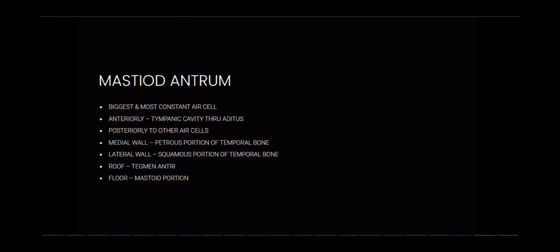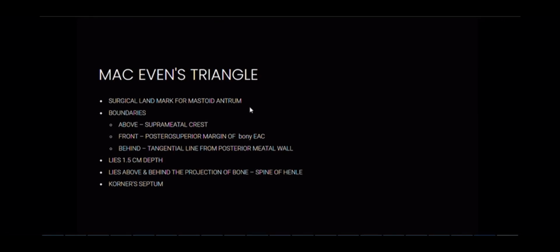Coming to the mastoid antrum, it is one of the biggest and largest air cells, which is 4 x 4 mm in size. Anteriorly it is related to the tympanic cavity, posteriorly to the other air cells. Medially it is formed by the temporal bone, laterally by the squamous part of the temporal bone. The roof is the tegmen antri, and the floor is the mastoid portion. One clinical significance is McEwen's triangle, which is formed superiorly by the suprameatal crest or the temporal line going backwards, and anteriorly by the posterior margin of the external auditory canal, and the tangents joining these two.